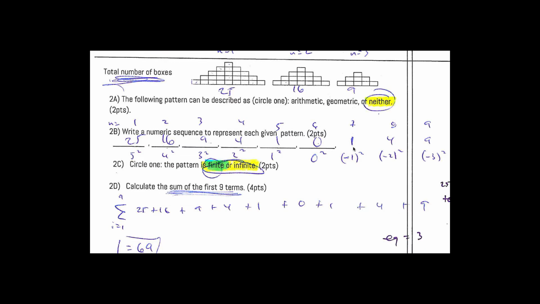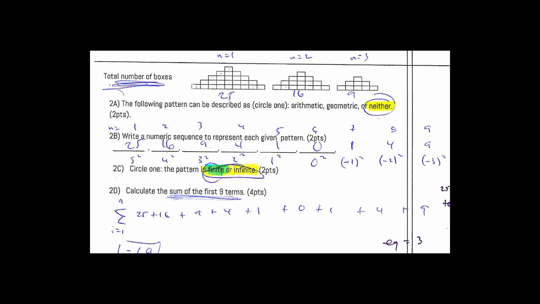Question number 2, total number of boxes. If you count the boxes, in this first picture n equals 1. Second picture, third picture, you count those up and you have 25, 16, and 9. The following pattern can be described as, if you keep moving along, a difference of 9 and a difference of 7, so it's not arithmetic, you can't multiply, so it's neither.